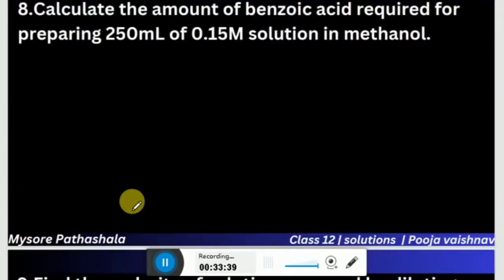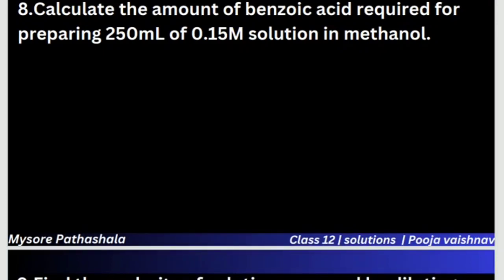Fine. Now the next question: calculate the amount of benzoic acid required for preparing 250 ml of 0.15 molar solution of methanol. Amount of benzoic acid means what we need to find out? W of benzoic acid. So here benzoic acid is a solute, right? So W2 here is what we need to find out, right?